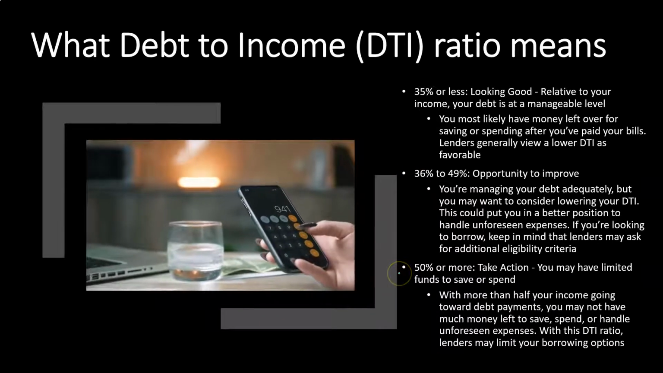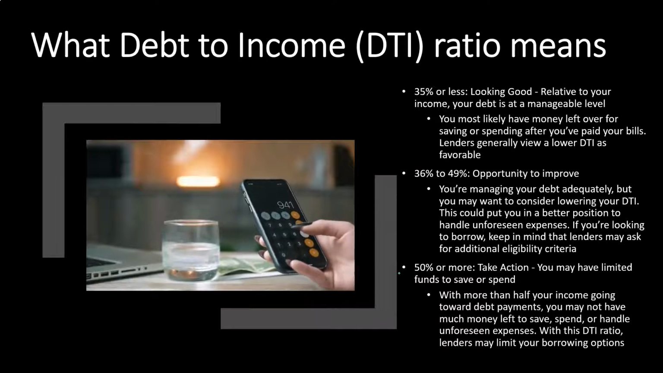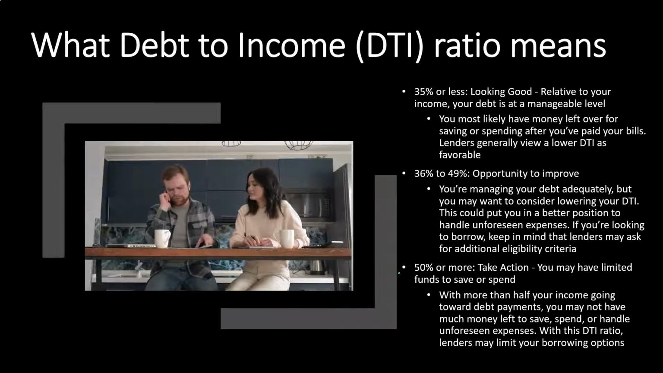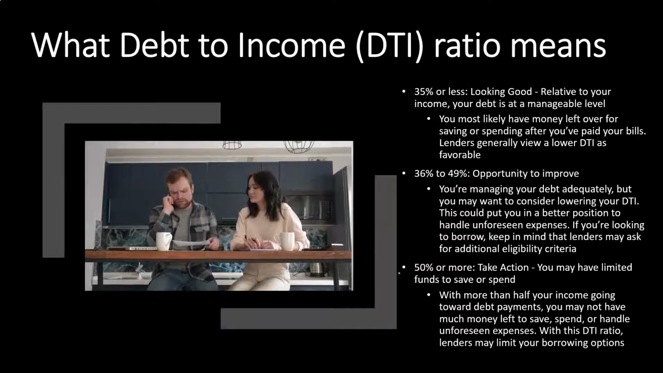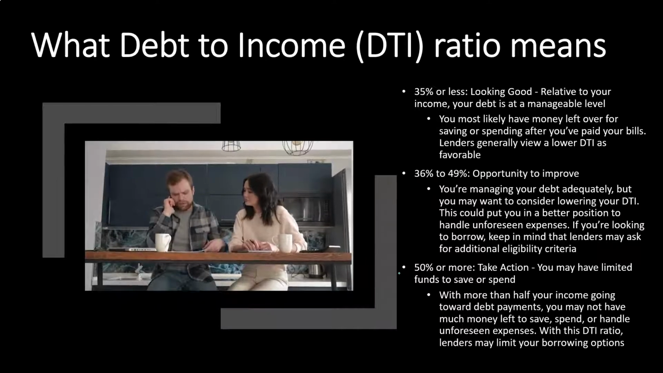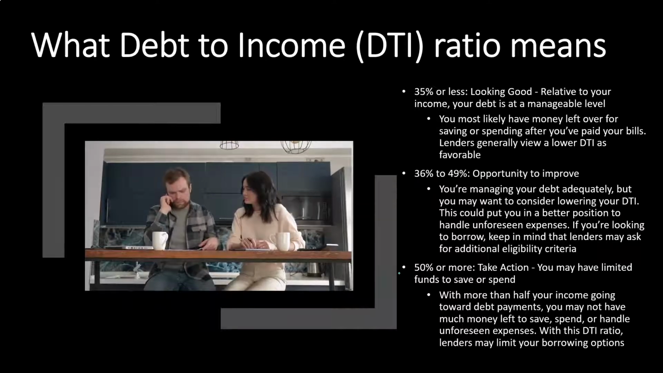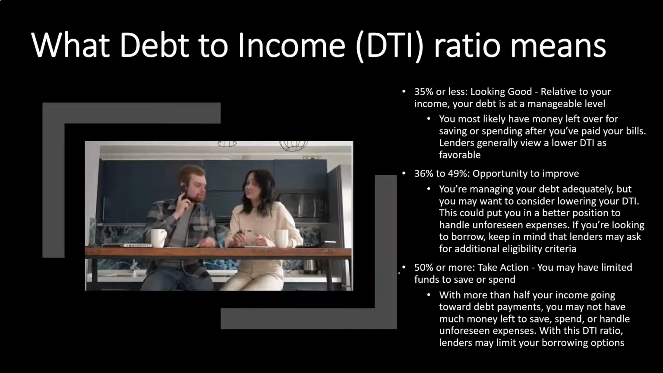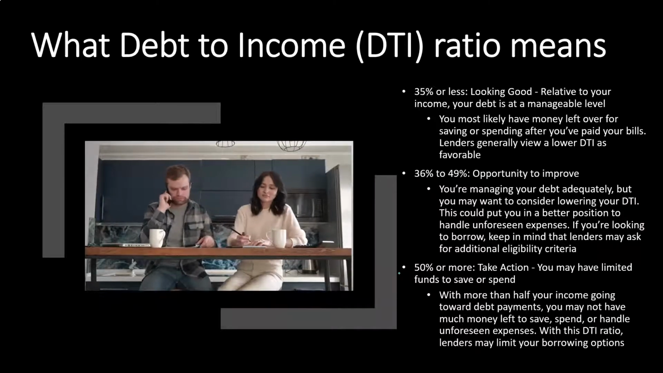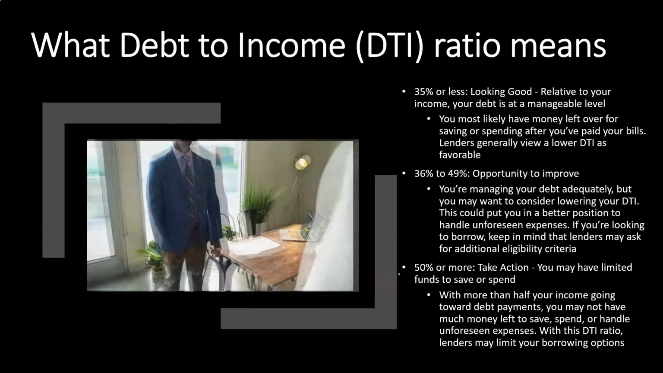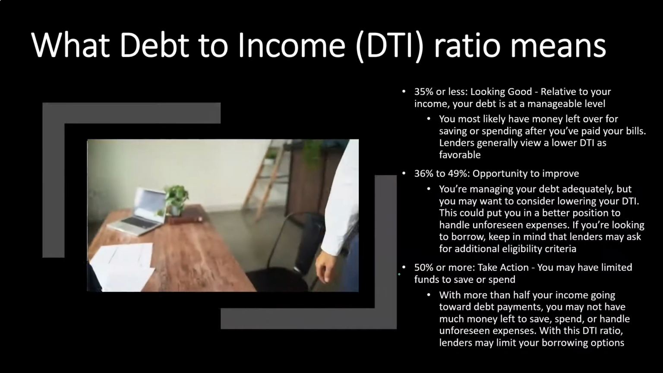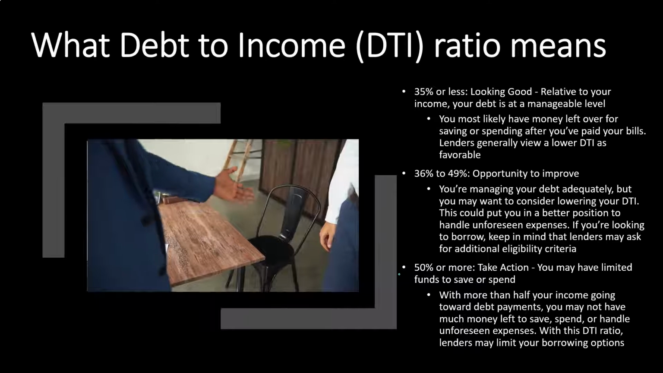So 50% or more, take action, they say. You may have limited funds to save or spend. If it's over 50%, they're saying that's a red area in this scenario. And you would think that would generally be the case, right? Because you're paying over 50% of your gross income, before even taxes, to debt. With more than half of your income going towards debt payments, you may not have much money left to save, spend, or handle unforeseen expenses.